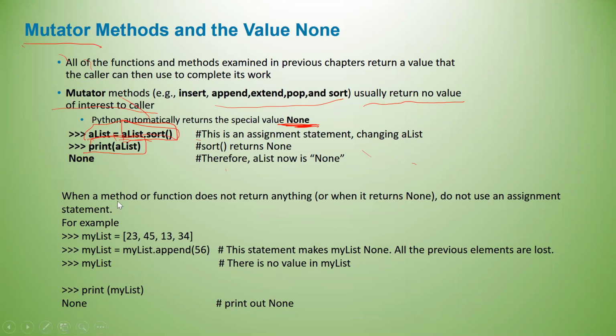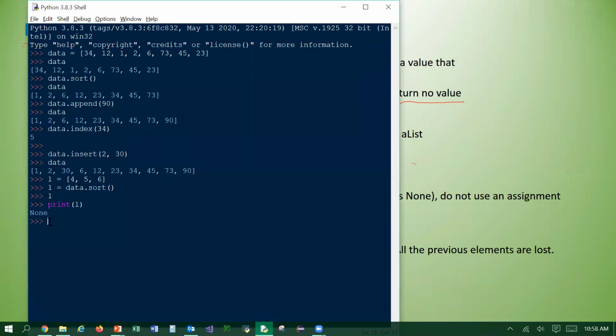Do you understand me, everybody? So when you do data.sort, you do not assign it to anything. Now you see data still has this value. But if you say, I'm going to sort it and assign it, that's fine, but your data now is None. Nothing, right? And when you print it out, you will see it says None. Does that make sense, everybody? Do you understand the significance of this?